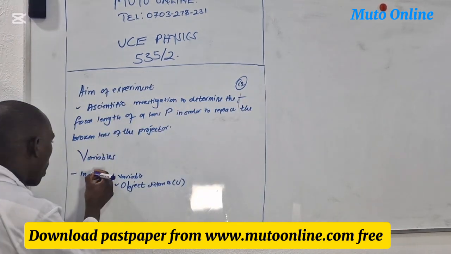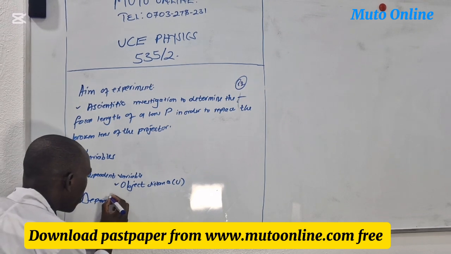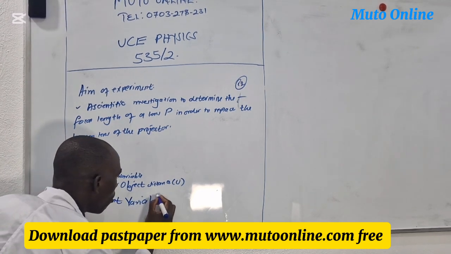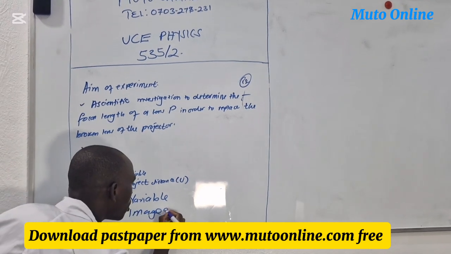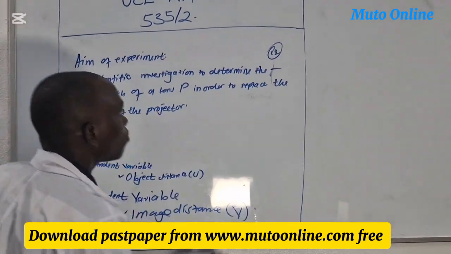Okay, so now our dependent variable is going to be image distance. Image distance, we can call it v.